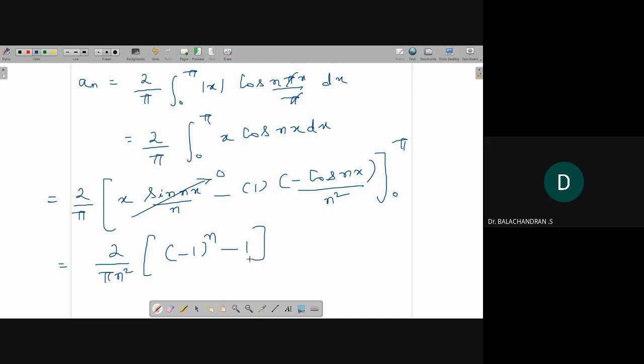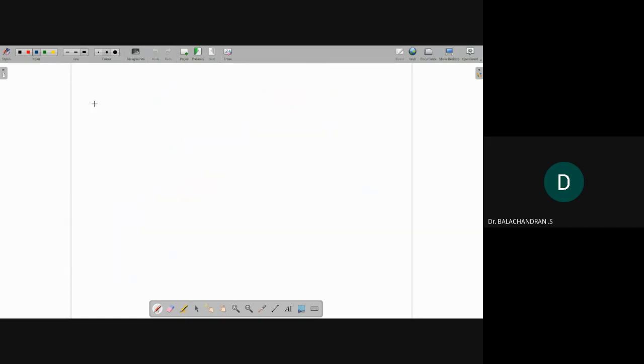So this is actually your an, but you can split when n is odd and when n is even. When n is even, this is 0, because minus 1 whole square is 1, minus 1 plus 1 gives 0. When n is odd, this is minus 1 minus 1, so minus 2, into plus 2, minus 4 by pi n square. So there are two cases. an equal to minus 4 by pi n square if n is odd, and an is 0 if n is even.